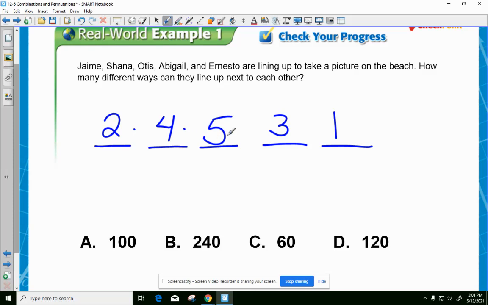If you multiply these together, what's true about the multiplication of numbers? They all multiply the same. The order doesn't matter. So that's still an example of 5 factorial. It's still 5 times 4 times 3 times 2 times 1. And that still results in 120 different ways it could happen. Okay?